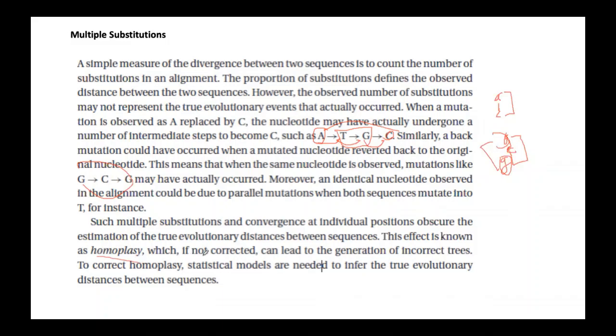So there we need some algorithms. If they are not corrected, that might lead to the generation of an incorrect tree. So to correct the homoplasy, statistical models are needed. They are still not developed properly. So some of you, if you're interested, can work on that to infer the true evolutionary distance between the sequences.